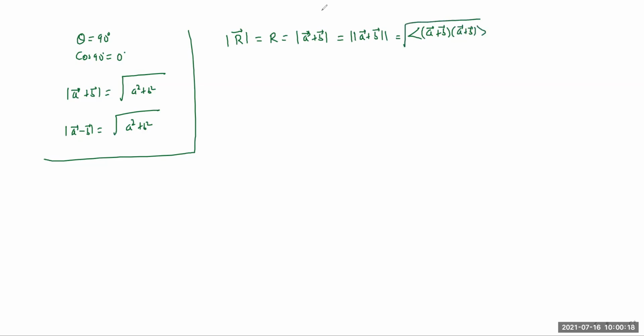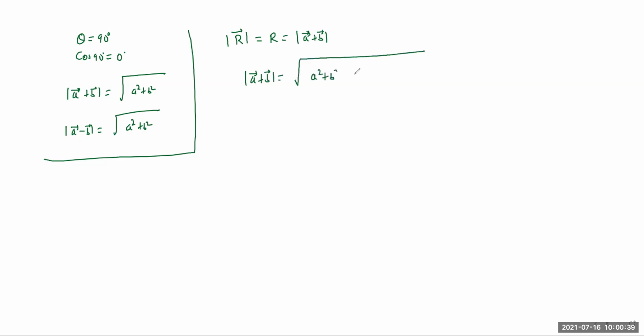Okay, these are notations, but in mathematics, what you need to know is this much. R, A plus B, all are the same thing to represent. This formula for A plus B is the better representation, and we write it as the square root of A square plus B square plus 2AB cos theta, where theta is the angle between A and B.